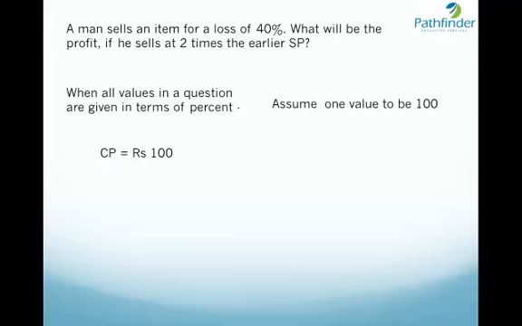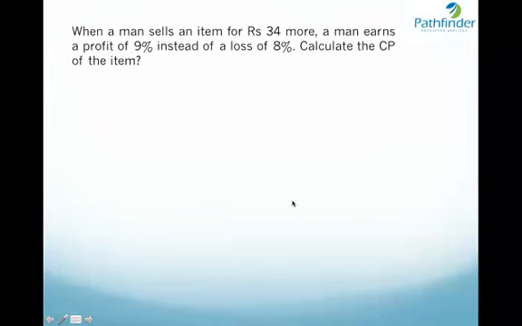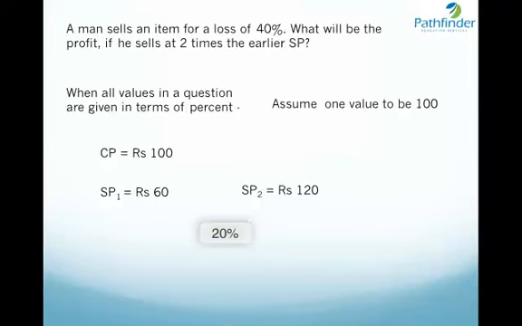Because the man sells at a loss of 40%, the selling price must be 60 rupees. Now the second selling price is 2 times the first selling price. So the second selling price is equal to 120 rupees. And by observation we can see that when the cost price is 100 rupees and the selling price is 120 rupees, the profit percent must be 20%.